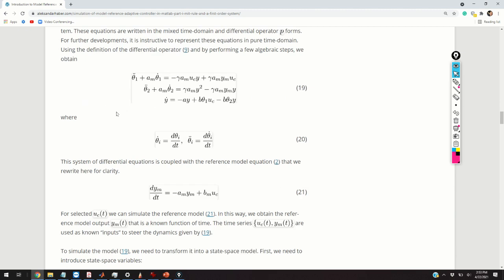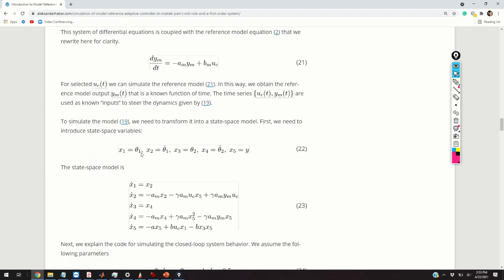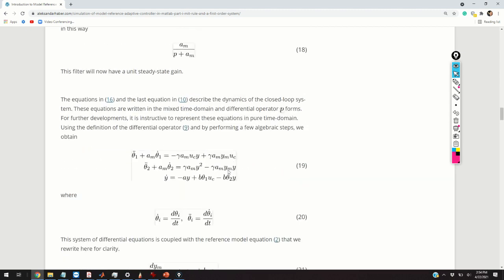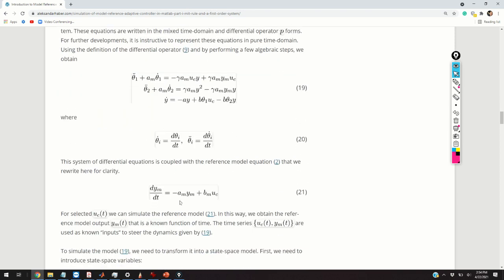How to do that? Well, we can simply introduce the state space variables. x1 is θ1, x2 is θ1 dot, x3 is θ2, x4 is θ2 dot, and x5 is the output y. Now, you might ask me, how about ym and uc? What happens with these variables? Well, these variables are known functions of time because we can simulate the dynamics of a reference model for a known value of uc, and we can obtain ym. So they act as inputs, they drive this model.